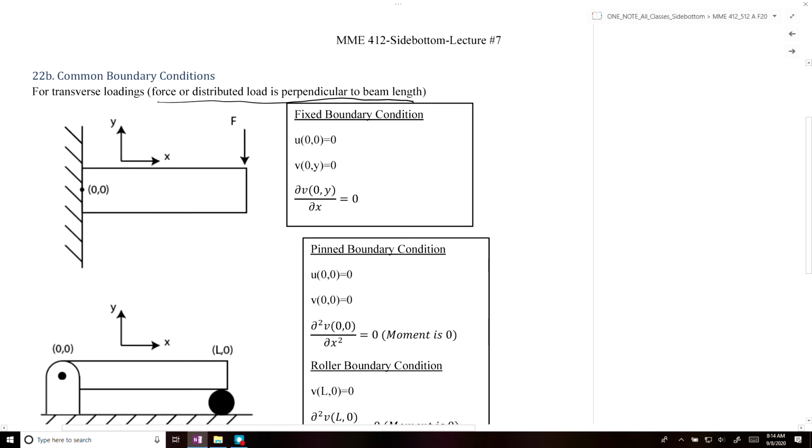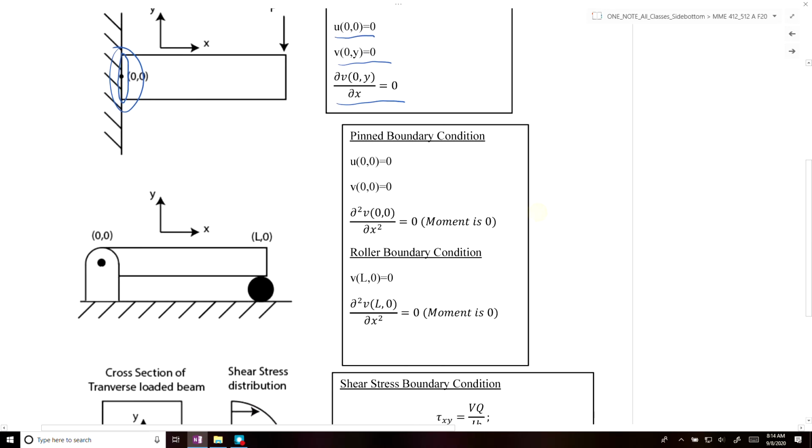at that fixed boundary condition here, you know that the displacement distribution along the x-axis is zero at the origin, or along the centroid of your cantilever beam. The displacement along the y direction is zero at x equal to 0, and then also the change in the displacement with respect to x is equal to 0, or the slope is 0 at x equal to 0. Okay?